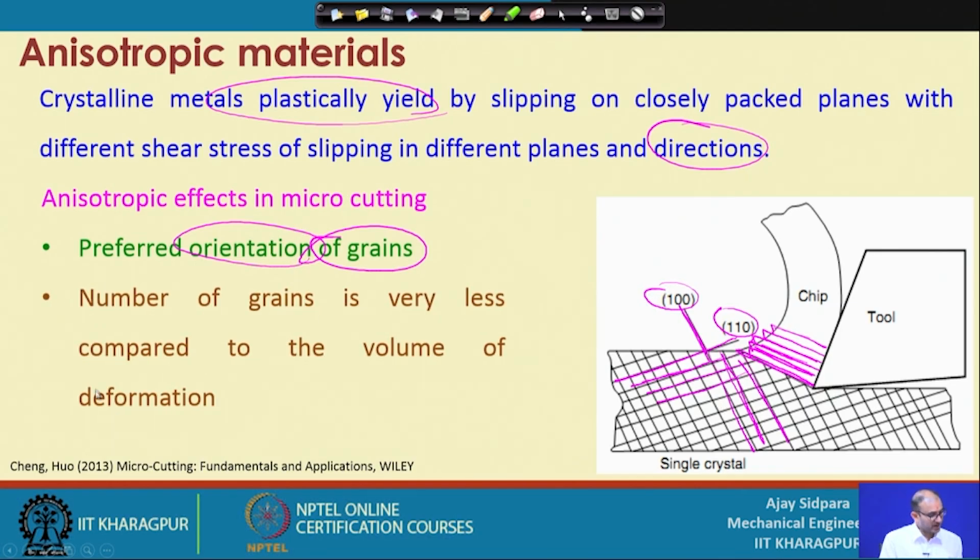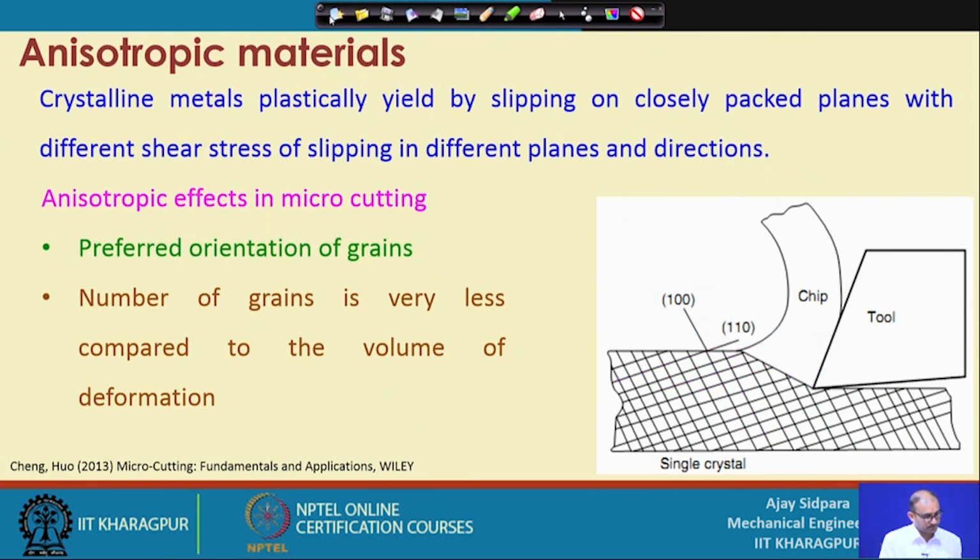Then, the number of grains is very few compared to the volume of the deformation. If you see this particular thing, this is the deformation zone, and let us put this whole plane as a shear band, and let us consider this depth of cut as 50 micron. When you are deforming something at a very small scale, you end up with very few grains. So, the number of grains is very small compared to the volume of the deformation. This is the volume of the deformation, and you can actually count how many grains are available. So, this creates a problem.